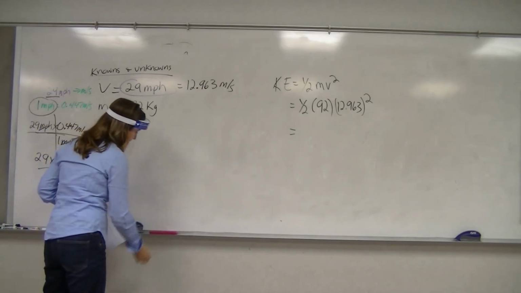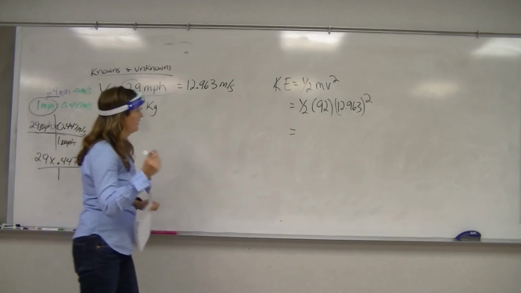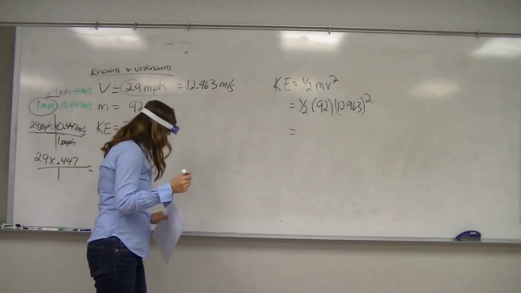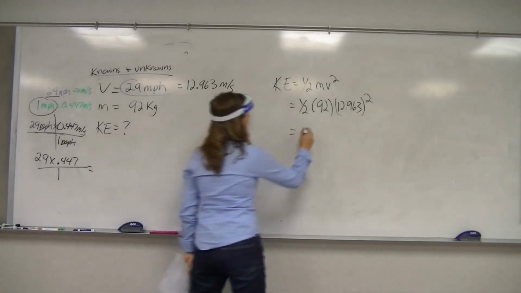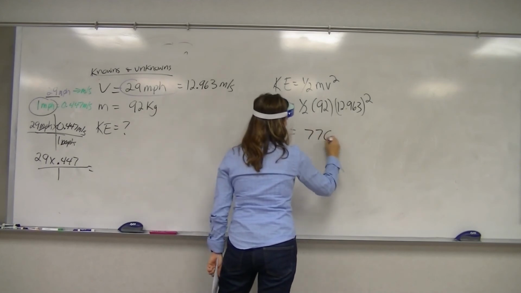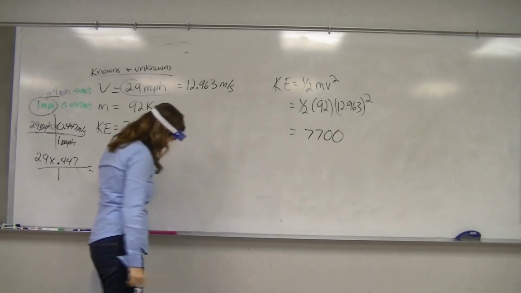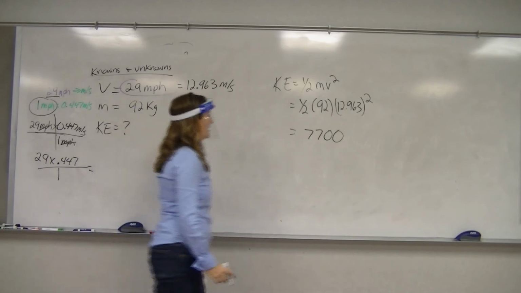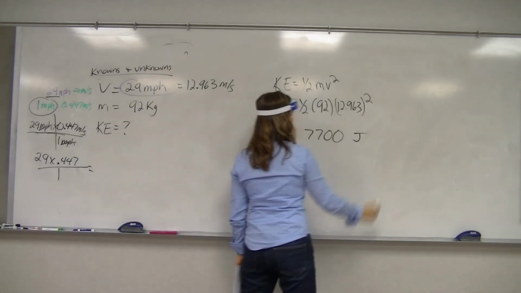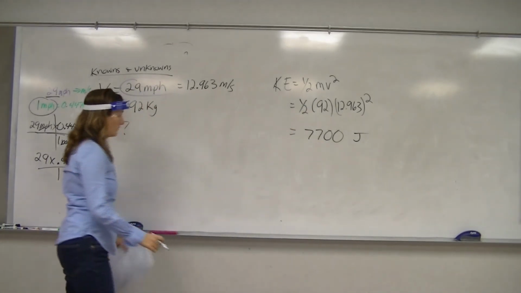Same answer. You get 7729? Okay. So 2 sig figs, so 7700. It would be 77, that stays a 7, and then 2 zeros in the place of the 2 and the 9. It is energy, so joules for the units.